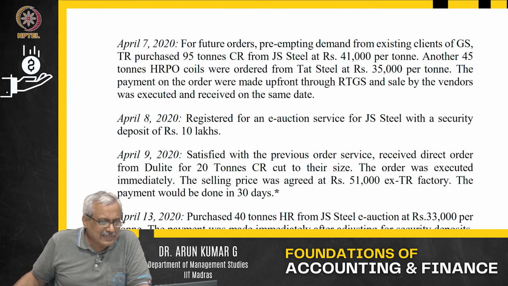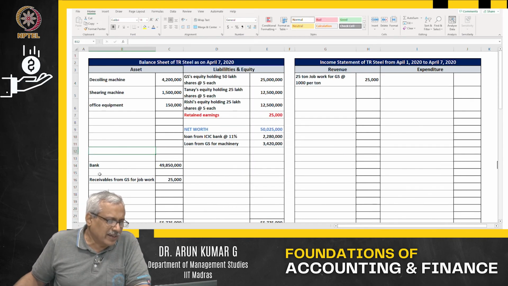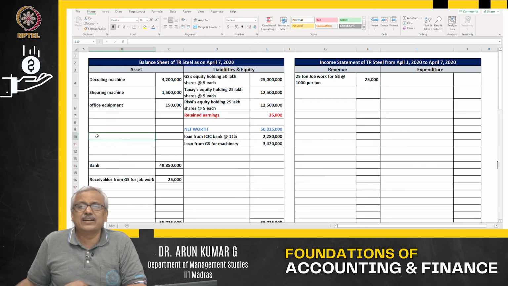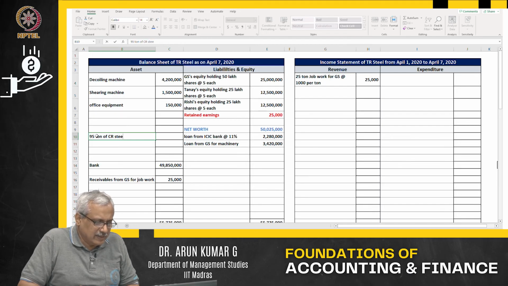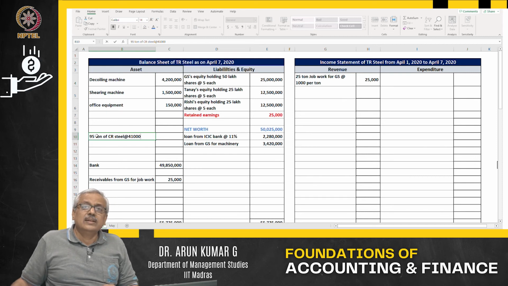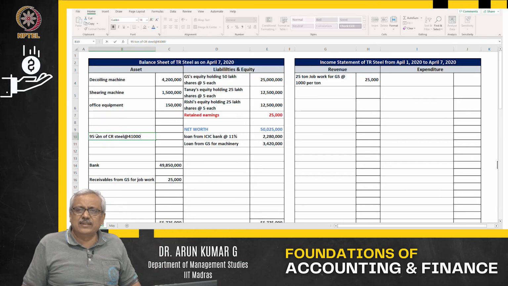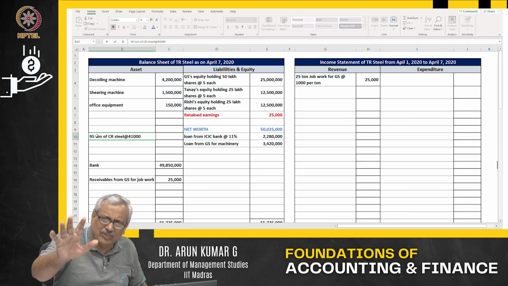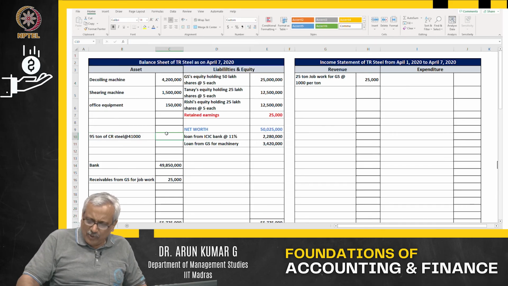You purchased 95 tons of CR from JS Steel at 41,000 per ton. That means what? You have purchased, it has come to you, you are the owner, it is an asset. That is why I am entering here. What kind of an asset? Current asset. We will worry about it a little later. Current, fixed, etc.